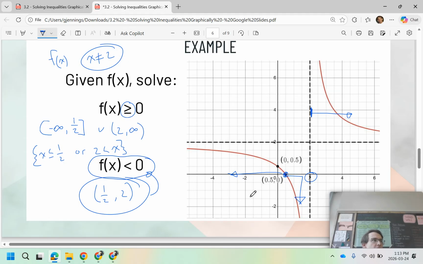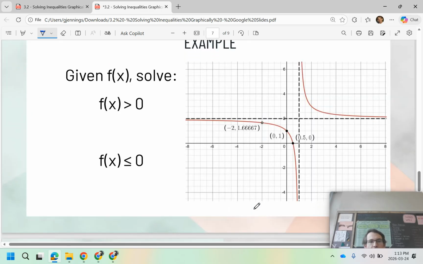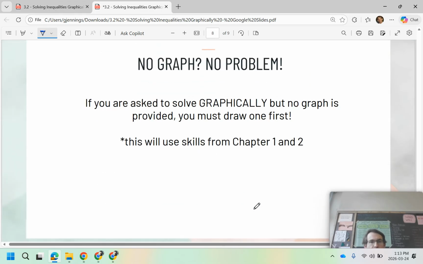This example makes sense? Slightly trickier? Okay, cool. Let's keep going. If we had, it's just the same one this time. What if we are not given a graph? What should we do? And they say, solve it, and you want to do it graphically.